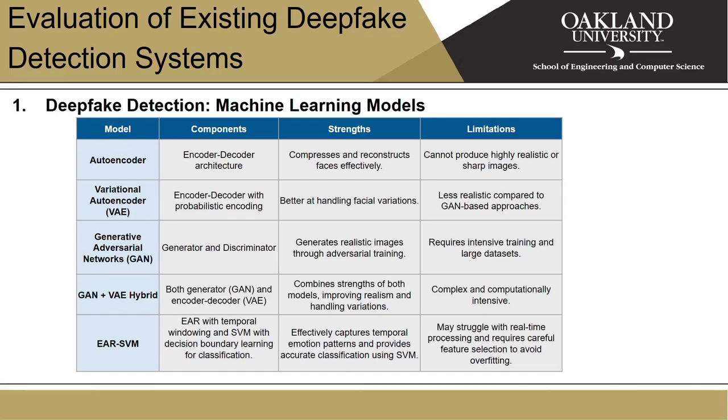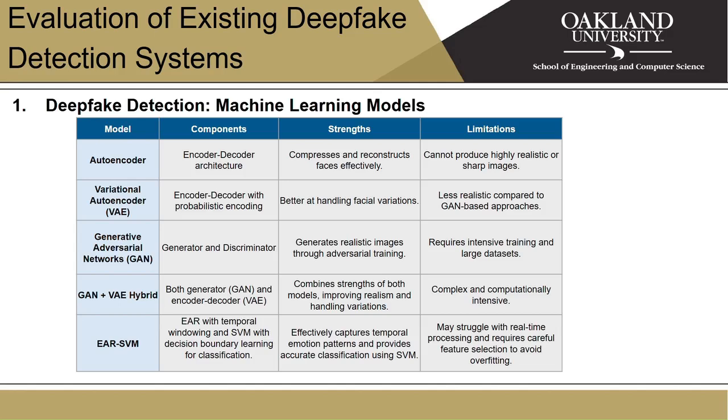Next, we have a GAN and VAE hybrid, which consists of both a generator and an encoder-decoder. It combines the strengths of both models, improving realism and handling variations. It is complex and computationally intensive.